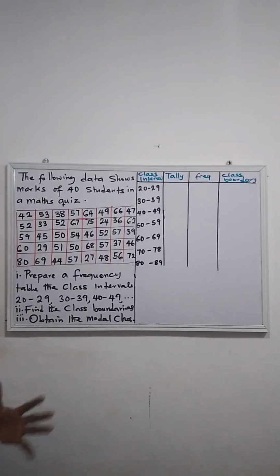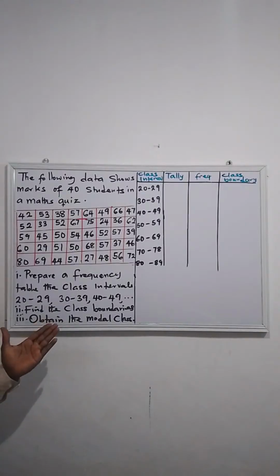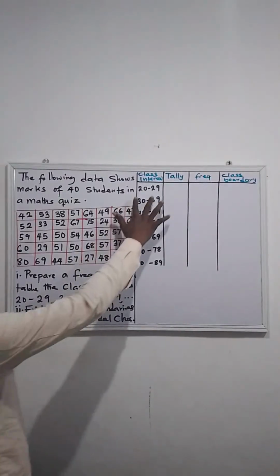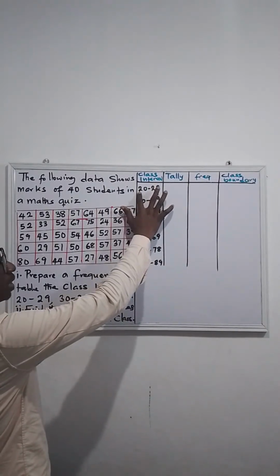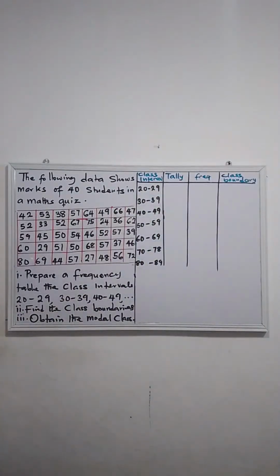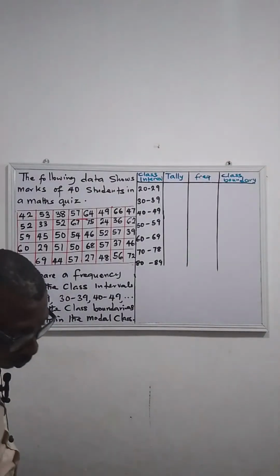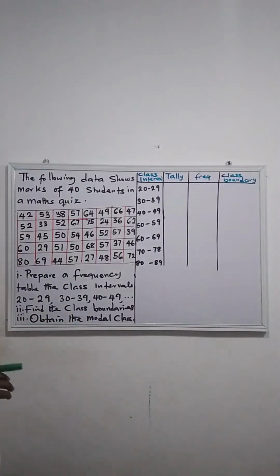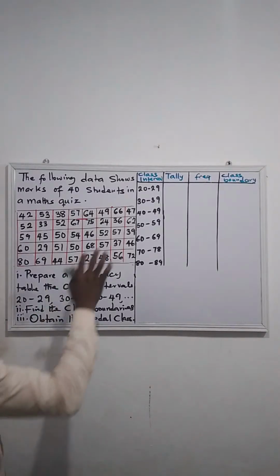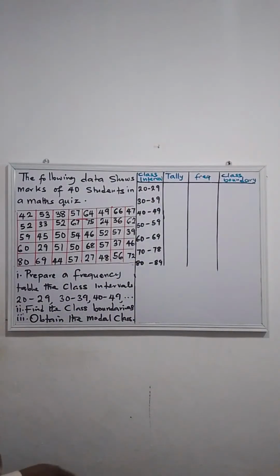Yes. Now let's do the tally. What we are going to do here, we look for numbers that lie within this interval from 20 to 29. Suppose this type of question is given to you in an exam, you just need to get your pencil and begin to tick those that lie within the interval you want to look at. I want to look at this interval 20 to 29, so I will go through the data and look for the numbers that lie within 20 to 29.